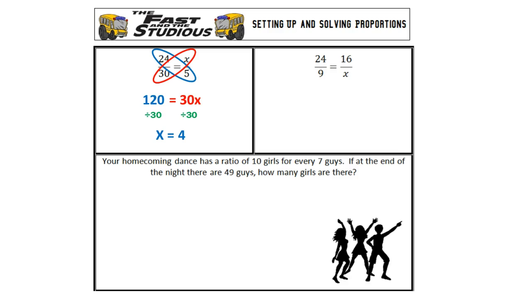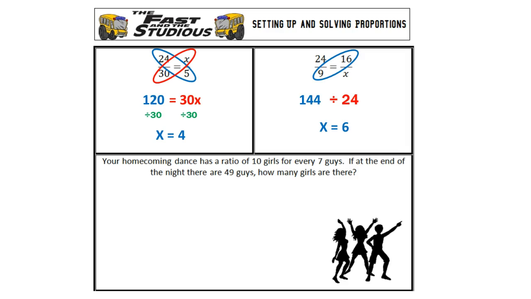The shortcut method, instead of writing out the equation itself: multiply the same two numbers that are across from each other on an angle. 9 times 16. That's going to give me 144. The value that's across or on an angle from the variable or unknown value, I'm going to divide this new product by that value. So 144 divided by 24. That comes out to be x equals 6. So my unknown value is 6.